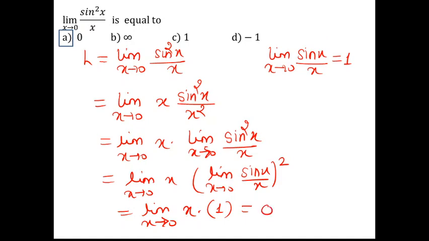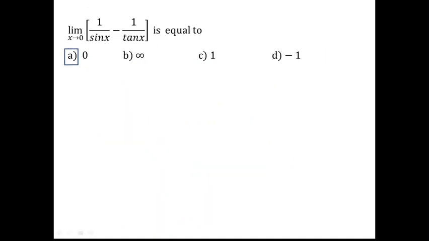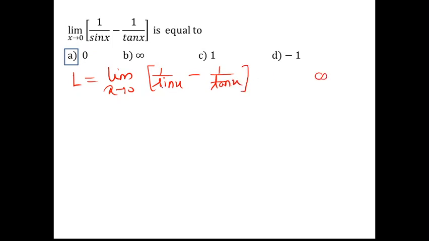So in this way, without applying the L'Hospital's rule, one can get the answer just by making use of this simple result of the limit. Now let's have the next question. Here we will first check which forms we are getting after applying the limit. When I apply the limit as x tends to 0, we find that tangent of 0 is 0, so 1 by 0 is infinity, sine of 0 is 0, again 1 by 0 is infinity.